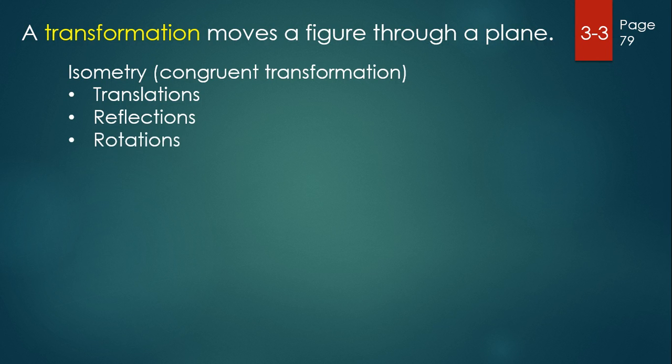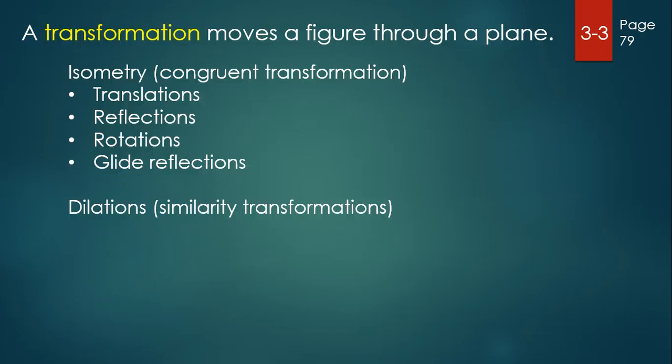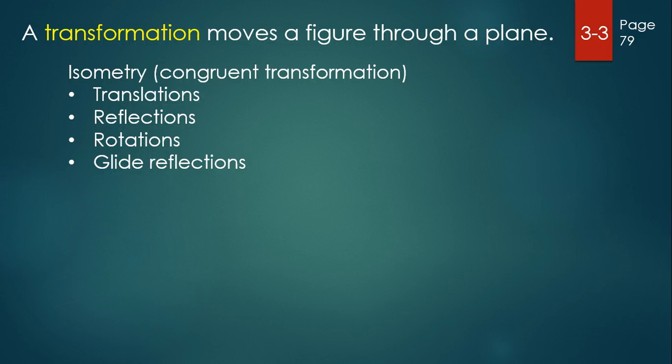Translations, reflections, rotations, and glide reflections are all examples of isometries. Dilations are also transformations. They're called similarity transformations. That means we're stretching or shrinking the shape. So in this case, the size of the shape can change. We're not going to talk about dilations right now. We're going to concentrate on the isometries.